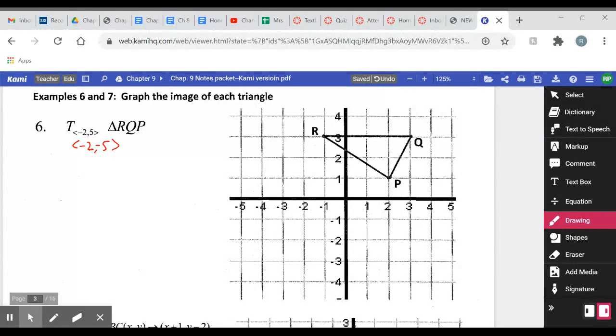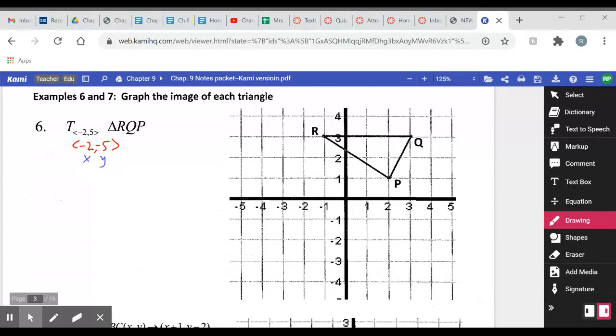The thing in the brackets is telling us how much we're going to shift it in what direction. So sometimes it's helpful for people to label that as X and Y because it helps you remember that first number is telling me how much I'm going to shift it in the X direction. Positive would be to the right, negative would be to the left. So this is going to be to the left 2. Second number represents how much I'm going to go in the Y direction, how much up or down. And since it's -5, I'm going to go down 5. And then the triangle RQP is telling me what is actually getting shifted. So it's every letter, R, Q, and P.